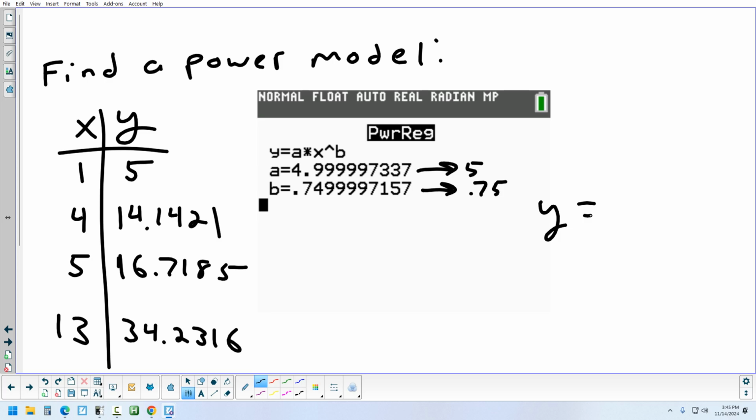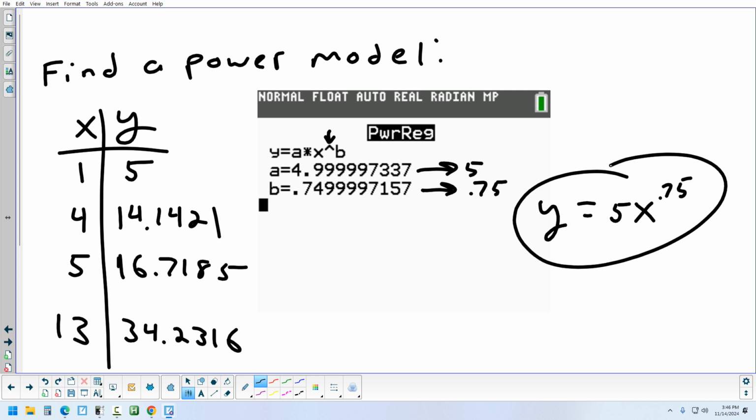So it's 5 is the A times x, and B is your exponent. That's what that little symbol right there means. That's the exponent, 0.75. And that's the equation of the power model that would go through those data points.